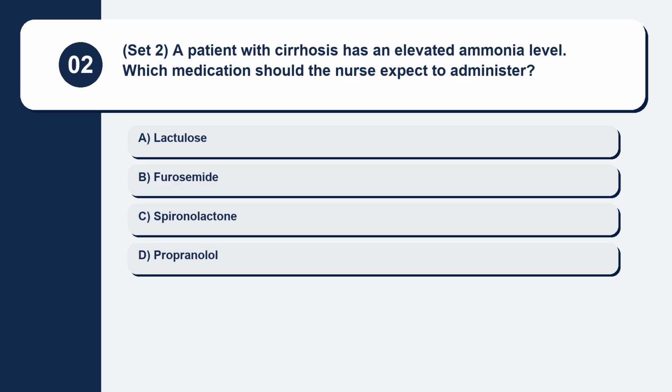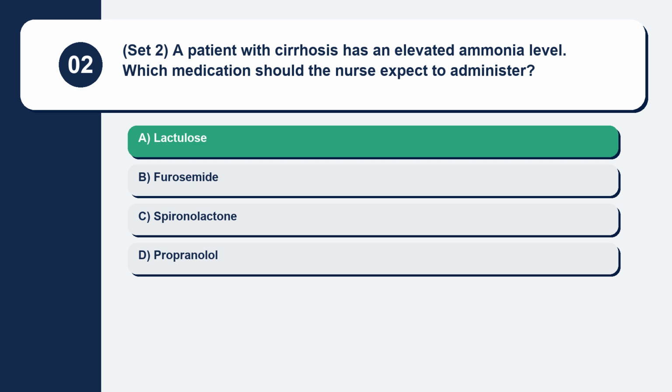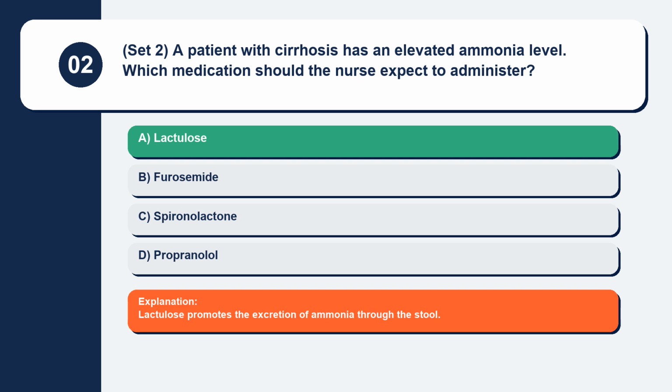Question 2, Set 2. A patient with cirrhosis has an elevated ammonia level. Which medication should the nurse expect to administer? Lactulose, furosemide, spironolactone, propranolol. Lactulose promotes the excretion of ammonia through the stool.